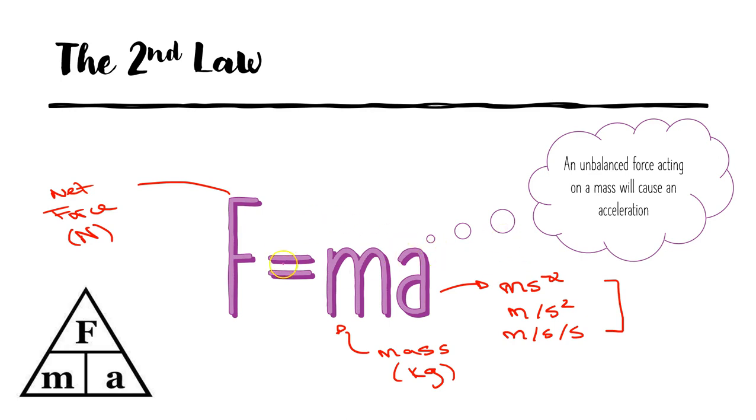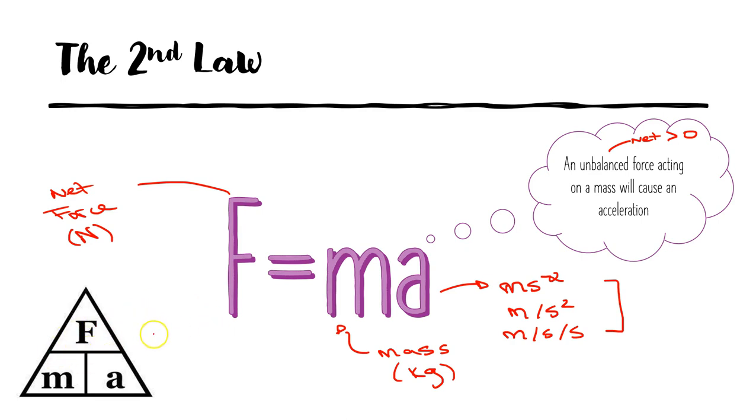But what this equation is telling us is that when an unbalanced force, i.e. a net force greater than zero, is acting on a mass, it will cause an acceleration. It will change the mass's motion and cause it to accelerate.